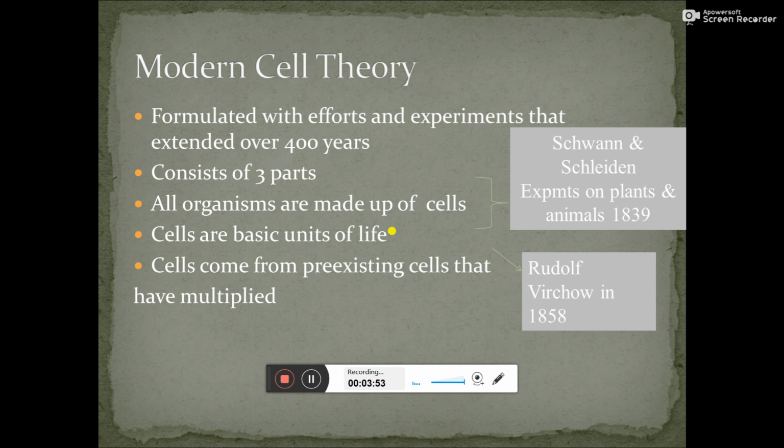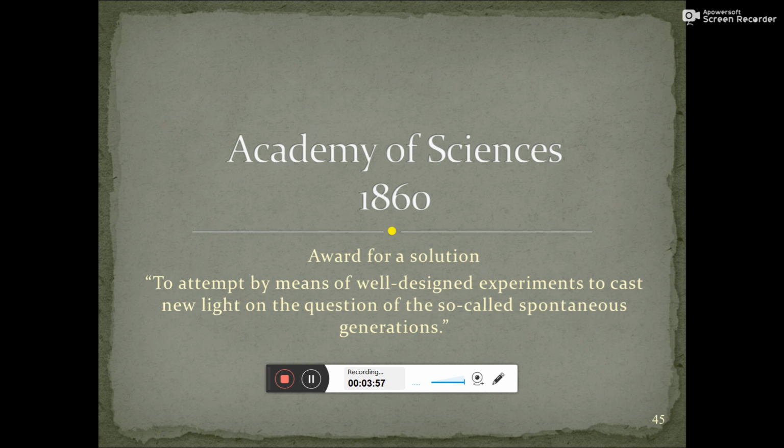So this was the theory of biogenesis. Even though, as I told you earlier, it was a concept hypothesized by Virchow, he did not have any experimental proof that life originated from pre-existing cells. So the Academy of Sciences in 1860 wanted to find a solution to it, and they put forward an award. The purpose was to attempt, by means of well-designed experiments, to cast new light on the question of the so-called spontaneous generation, that is, to put an end to the theory of spontaneous generation. They wanted to find out who could lay forward experiments so that the theory of spontaneous generation could be disproved or not.